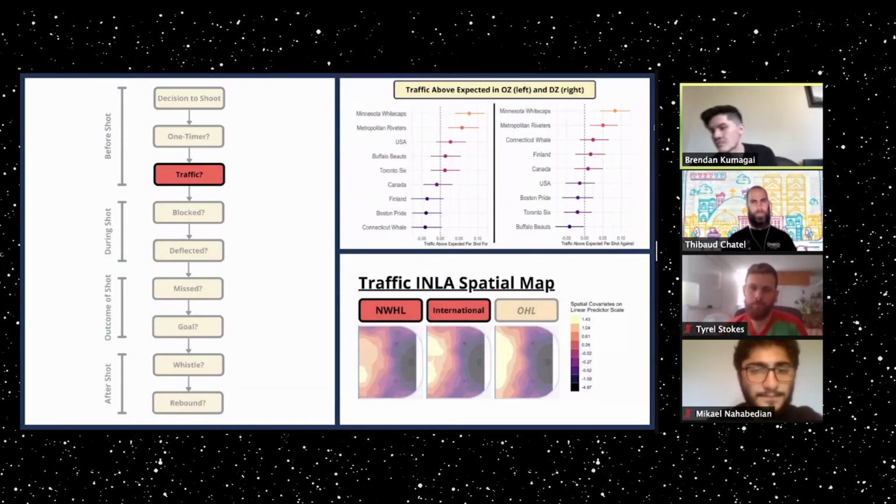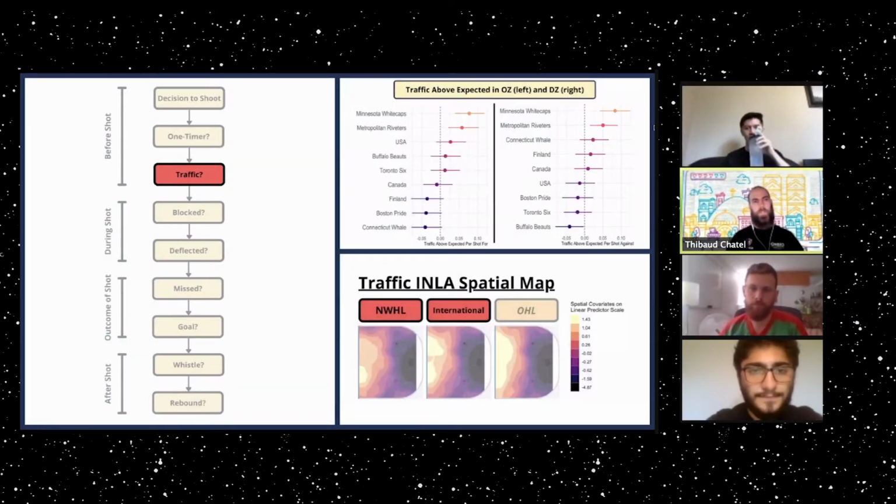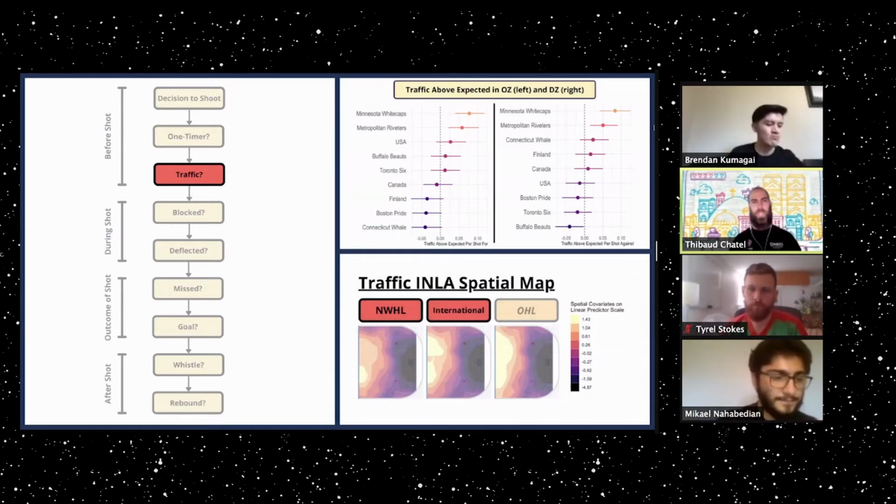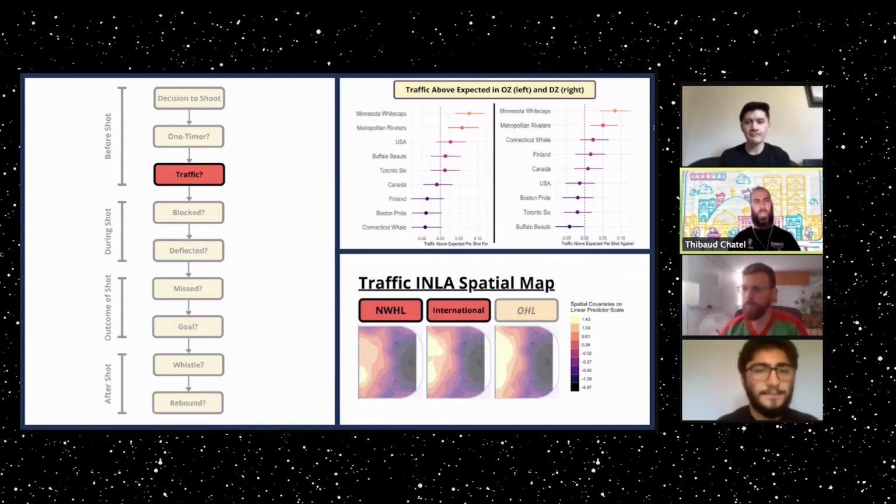So the first thing we looked into was the presence of traffic, offensively and defensively. The heat maps on the bottom right of the slide show when traffic happened based on where the shot is from. So it's all about point shots, as you could have guessed, but interestingly enough, the source of shot with traffic area is larger in the OHL as a comparison to women's hockey, even though at the international level it comes closer. The one thing that stood out is that some teams are very much involved or not involved in both sides of the ice.